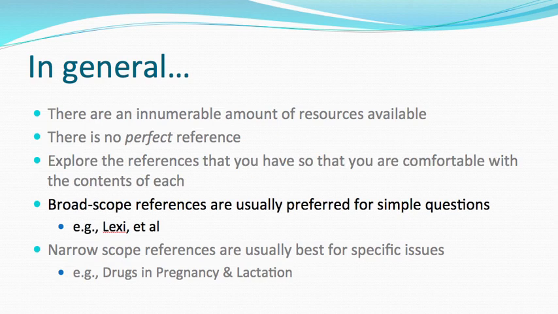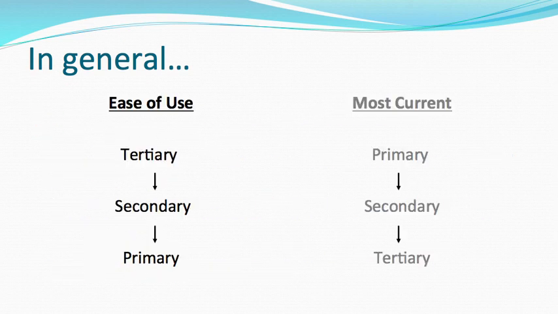Broad scope references are typically nice for simple questions. So broad scope references, I mean like Lexicomp, Micromedex, etc. Narrow scope references are best for very specific issues. Examples: that drug and pregnancy and lactation book that I talked about. So the very general concept to say is that, ease of use, tertiary references are easier than primary references, which get much, much more difficult to use very quickly.